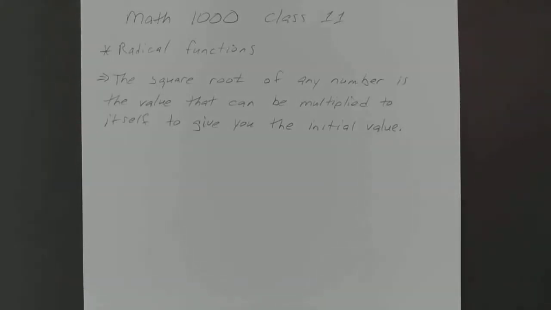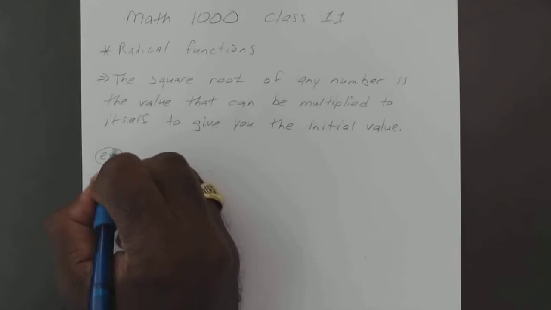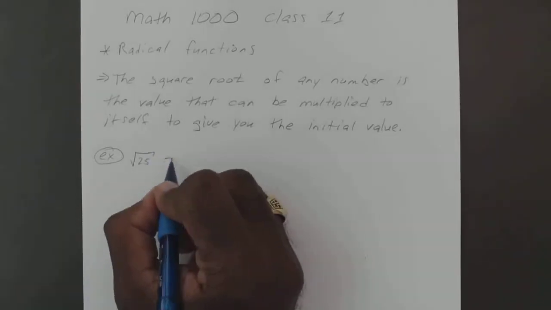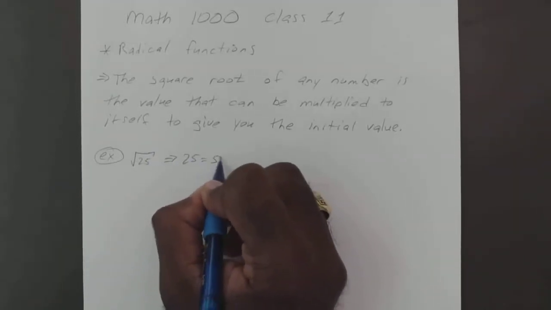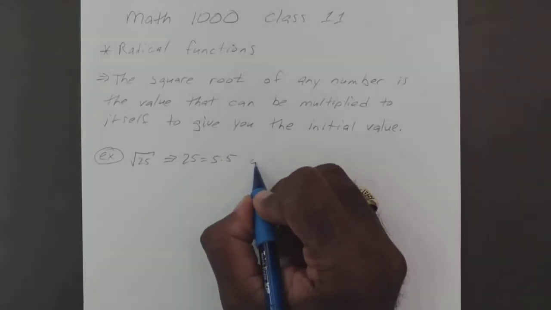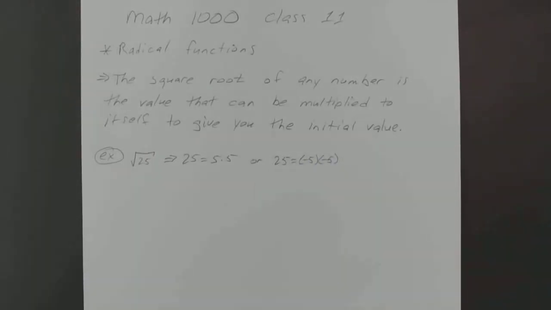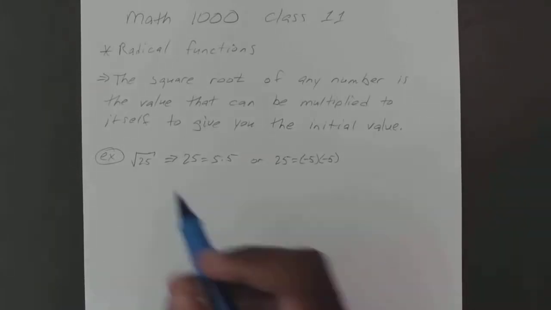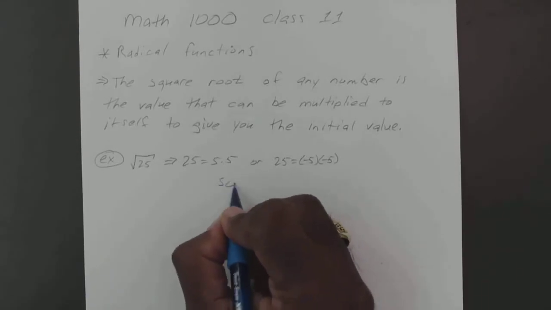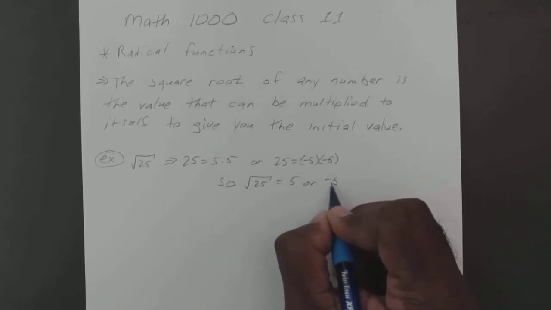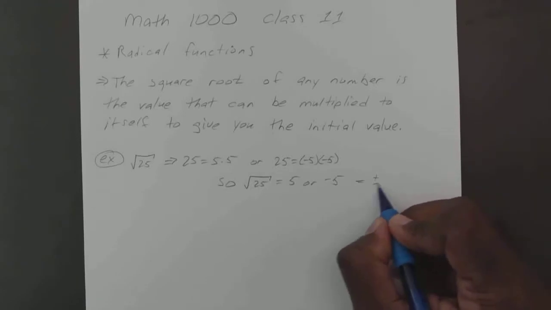Okay. So let's say, for example, if you have square root of 25. Okay, so we know 25 is just 5 times 5, or even 25 is negative 5 times negative 5. So square root of 25 is either positive or negative 5, since if you multiply each of them to themselves, you'll end up with 25. Or in most cases, you'll just see plus or minus 5.